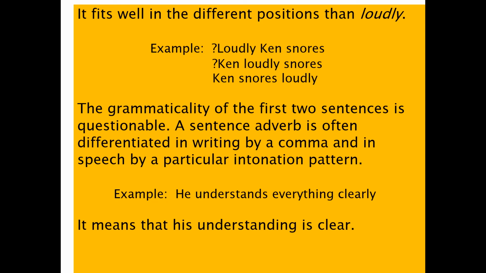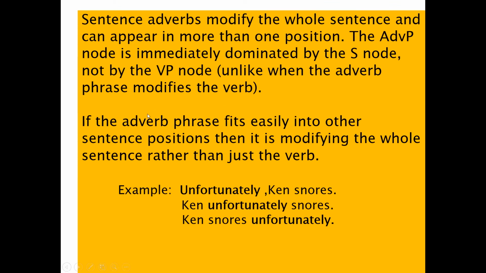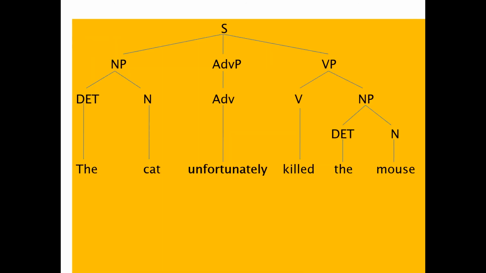So when you say "Ken loudly snores", no. "Ken snores loudly", that's acceptable. The grammaticality of the first two sentences is questionable. A sentence adverb is often differentiated in writing by a comma, in speech by a particular intonation pattern. So that's why here we should have a comma. "Ken, unfortunately, snores." "Ken snores, unfortunately." So we must have a comma here.